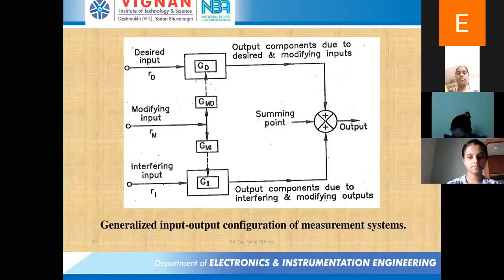Okay, so we have already discussed the generalized measurement system. Each element of the measurement system is nothing but a transducer, signal conditioner, and data presenting element, or in other words, primary sensing element, variable conversion element, variable manipulation element, data transfer element, and data presentation element. All these elements can provide some input-output configuration of a measurement system.